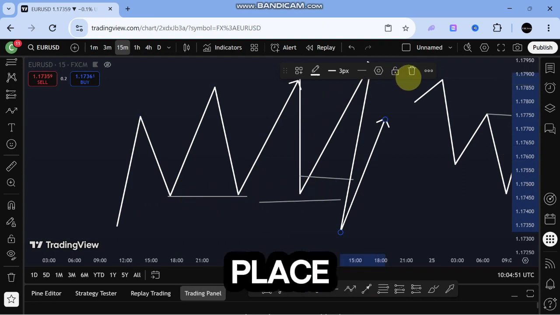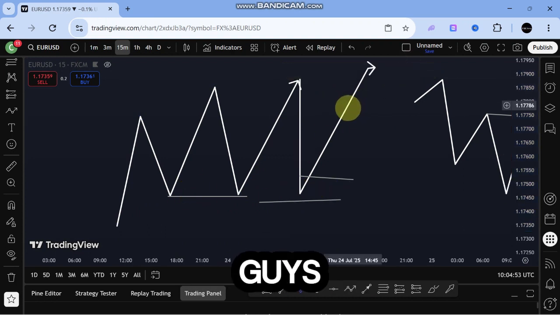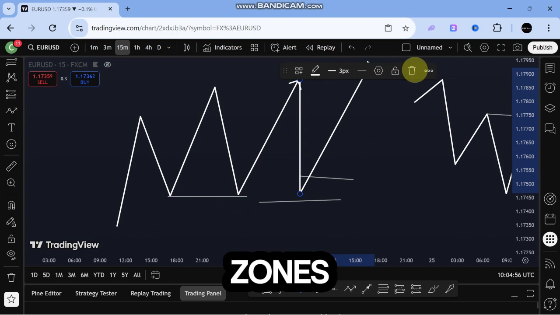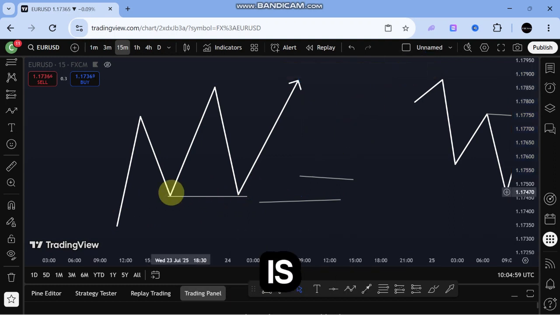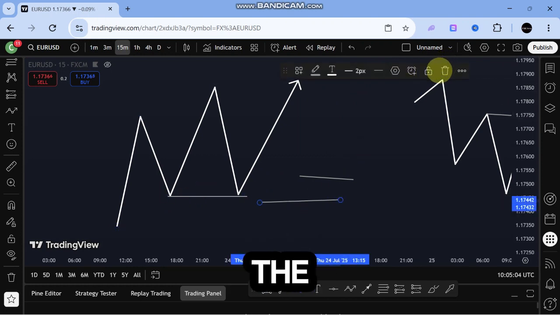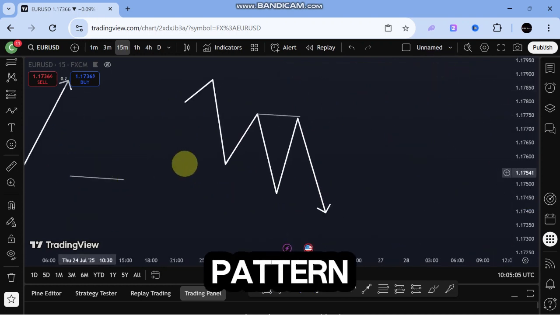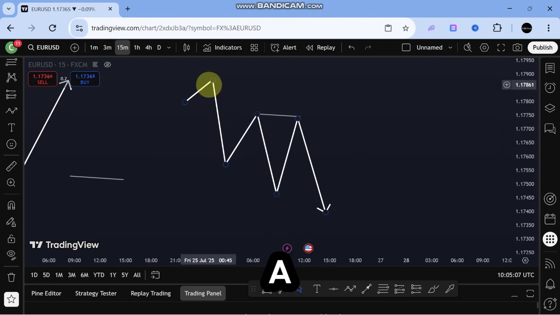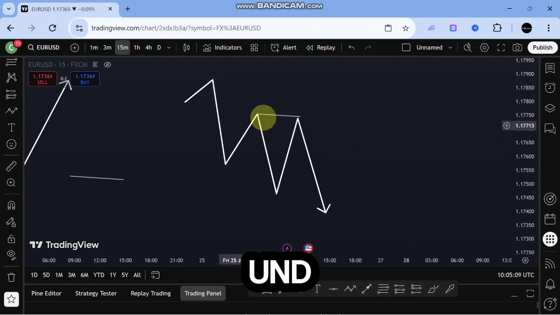So now, how can you identify liquidity? Liquidity zones are zones of obvious support and resistance, or zones where there are equal highs or equal lows. Also, if we take a look at the bearish pattern of it, you can see this is a downtrend and there is an equal high at this particular place.